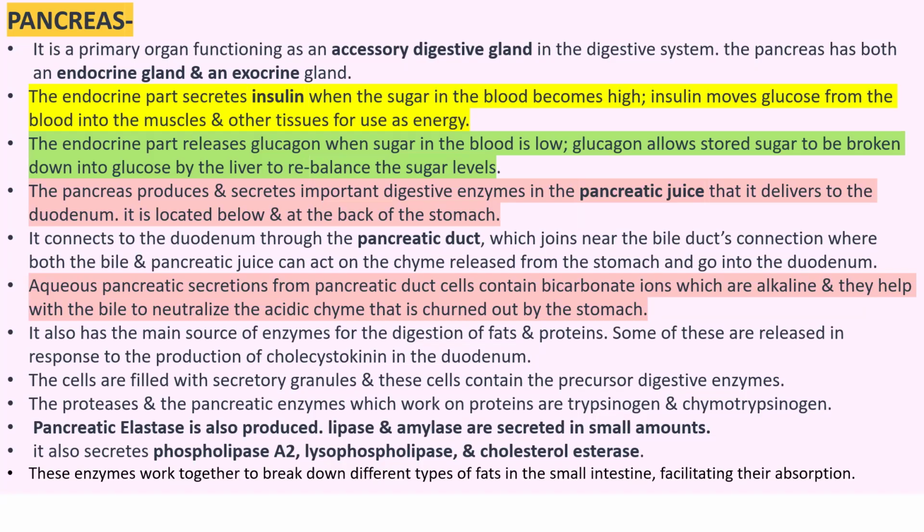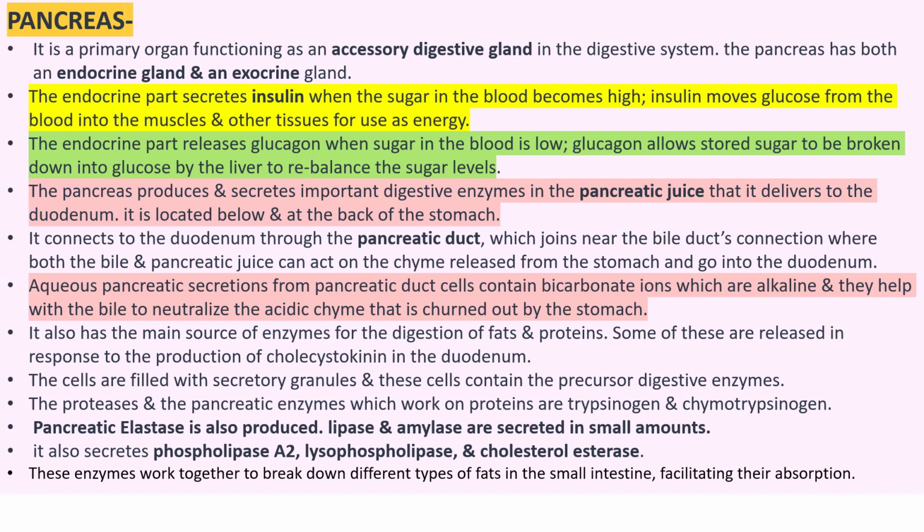So some of these are released in response to the production of cholecystokinin in the duodenum. The cell is filled with many secretory granules, and these cells contain precursor digestive enzymes. Protease and pancreatic enzymes which work on proteins are trypsinogen and chymotrypsinogen. Pancreatic elastase is also produced. Lipase and amylase are also secreted in small amounts by the pancreas.